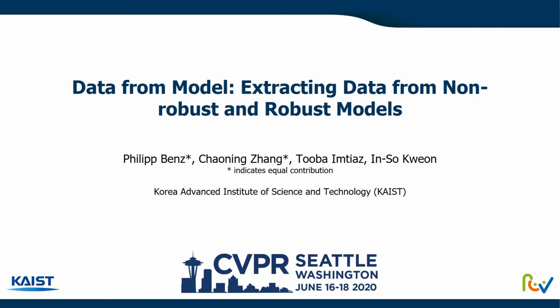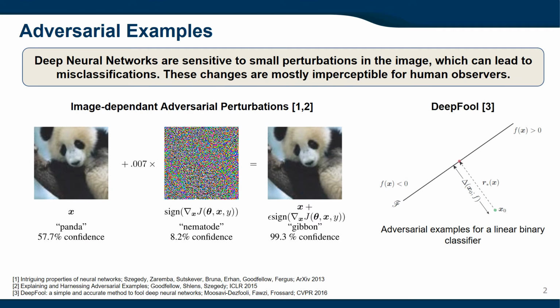Data from model, extracting data from non-robust and robust models. Despite their great success, deep neural networks are also known to be vulnerable to adversarial examples. These are small perturbations in the image which can lead to misclassifications. Such changes are mostly imperceptible for human observers. In the machine learning community, this perturbation is in general treated as special noise that perturbs the images.